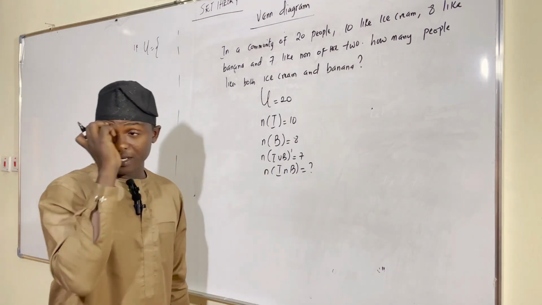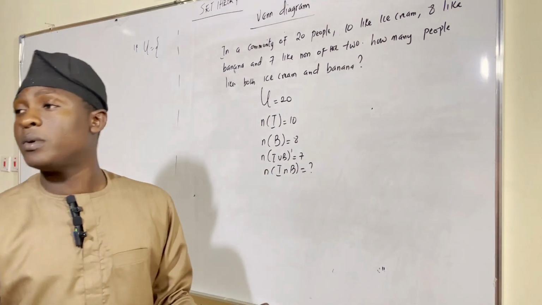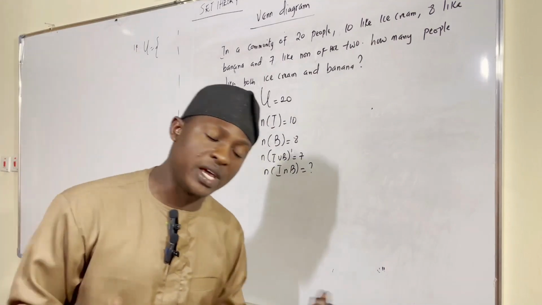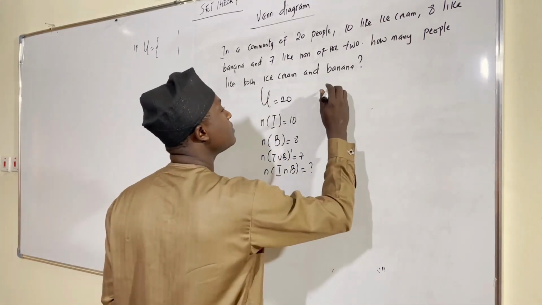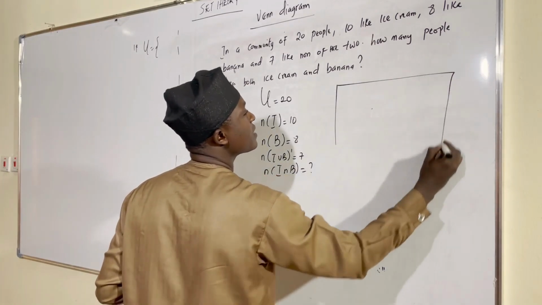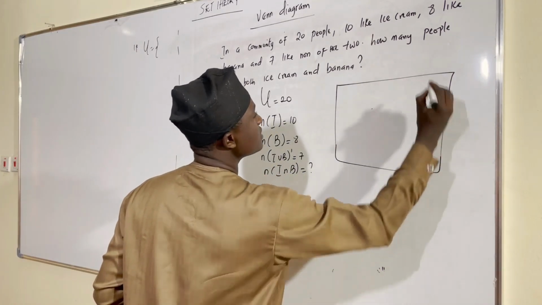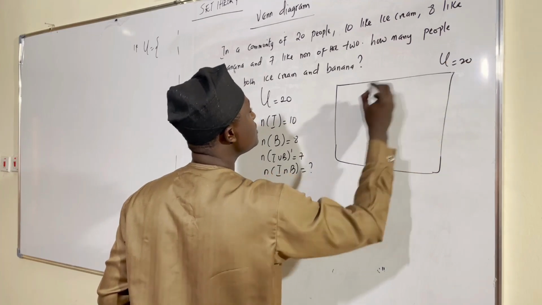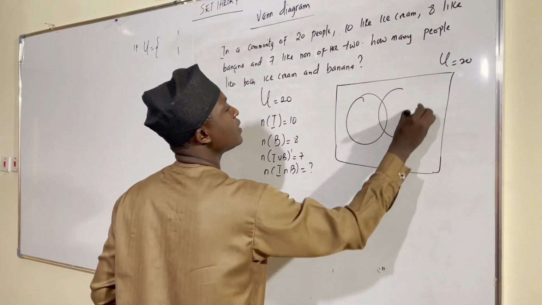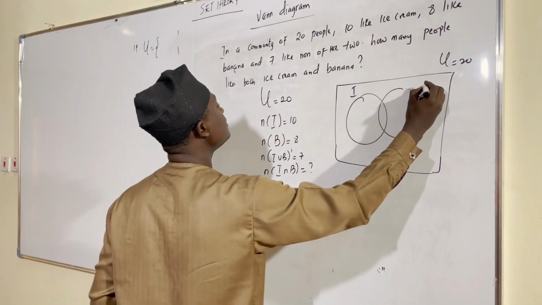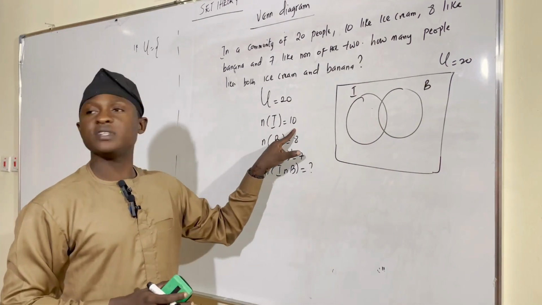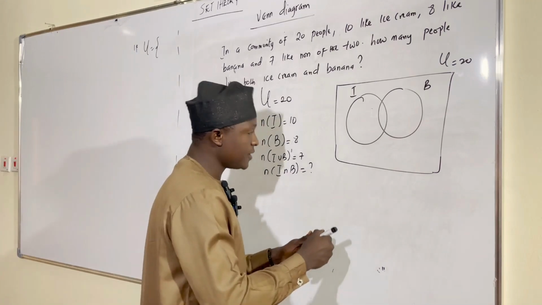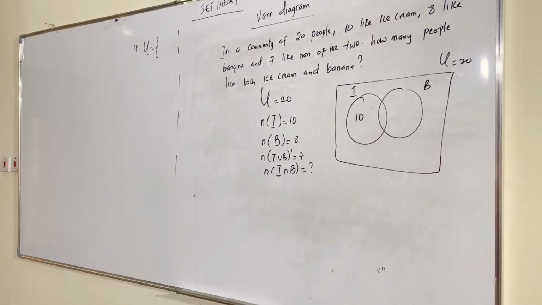So here, the other time we used X, so here, let's use another letter. Either you use X or you use Y, it's still the same thing. So let's write our Venn diagram. First, we have our Venn diagram like this. The total is 20. This is ice cream, and this is banana. The number of those who like ice cream is 10, so I can put 10 here.